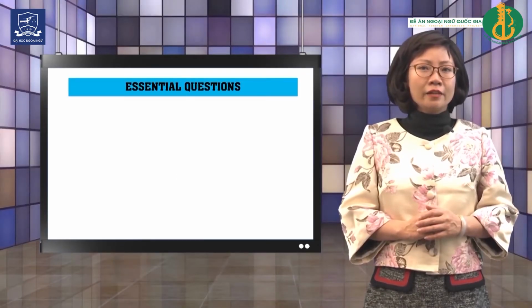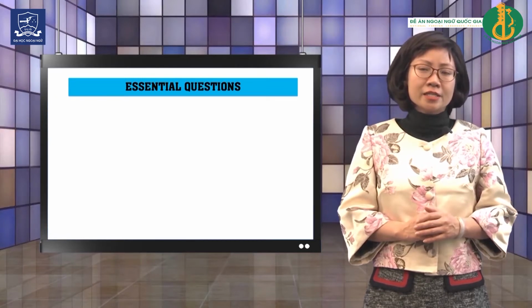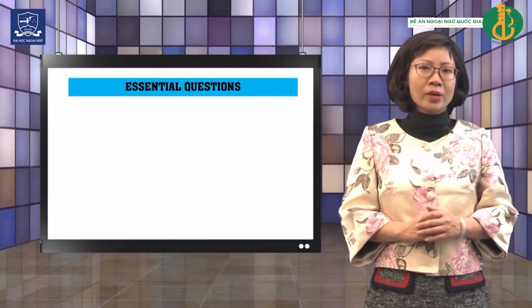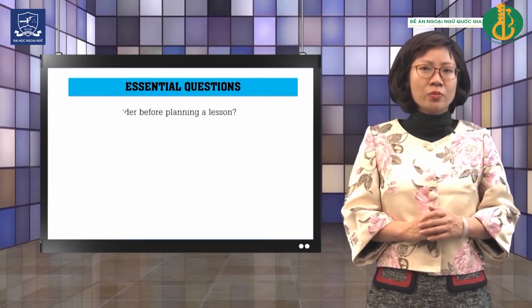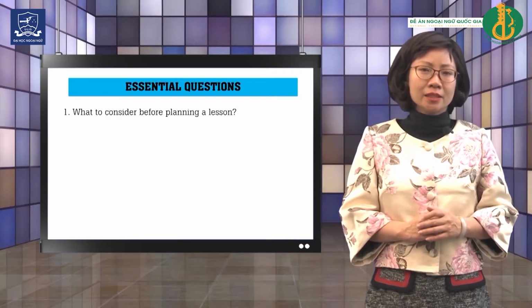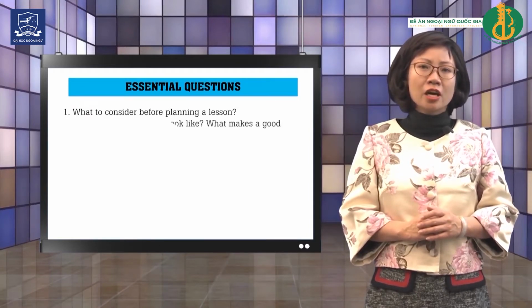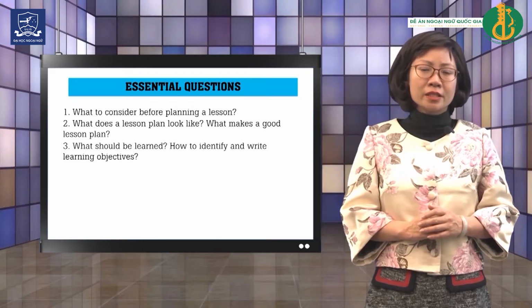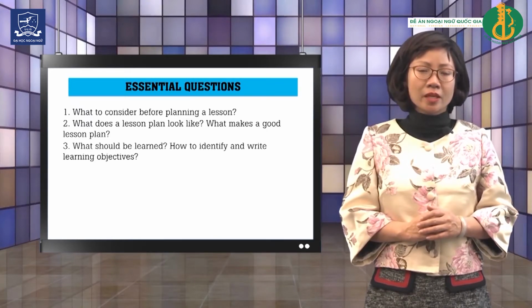In other words, the course is organized in such a way to help teachers answer the following essential questions. Question 1. What to consider before planning a lesson? Question 2. What does a lesson plan look like? What makes a good lesson plan? Question 3. What should be learned? How to identify and write learning objectives?